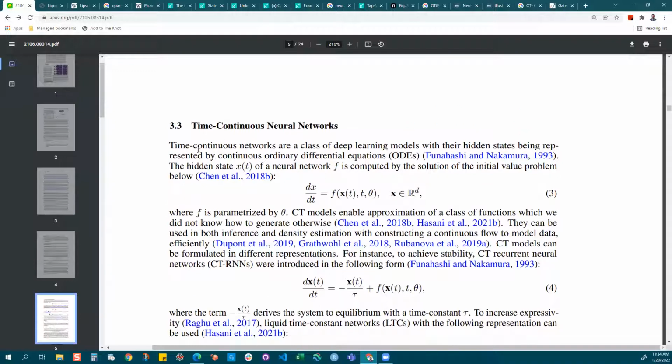A very important paper that they list here is this paper from Funahashi and Nakamura from 1993, where over here the concept of continuous ordinary differential equations in deep learning has been established and has been sort of proposed, but has not really been employed, and the application has not been used. But they sort of get the idea from here, but they sort of expand it as well.